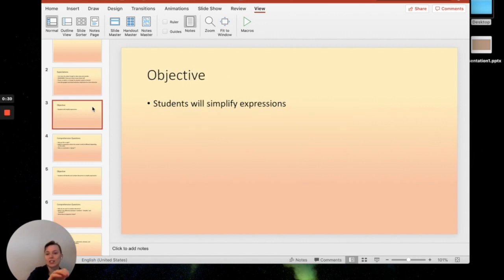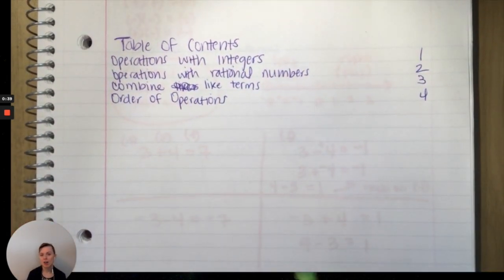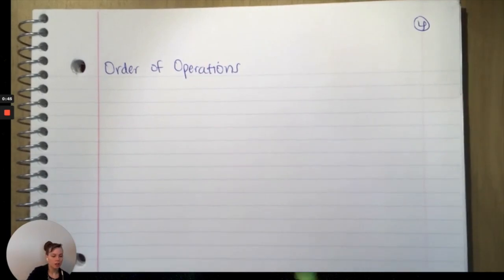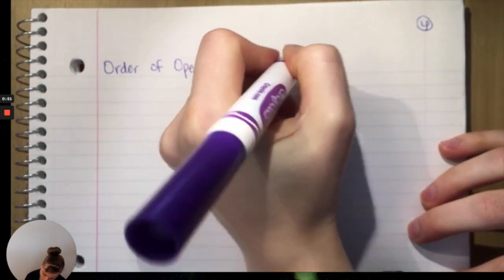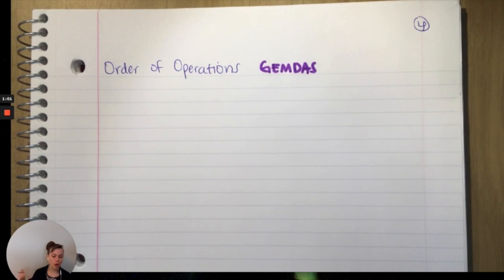Today, our objective is to simplify expressions, and we're going to use a specific order, but it is more flexible than some people would have you think. So order of operations is going to be on page 4. Make sure it's headed up. All right, so the order that I'm going to be using is called GEM-DOS. I like to group the M and the D together, the A and the S together. You'll see why. So we only need 4 rows, but then I am going to do a final example at the end that's a little different, but uses some of the properties and things you're going to see in the future.